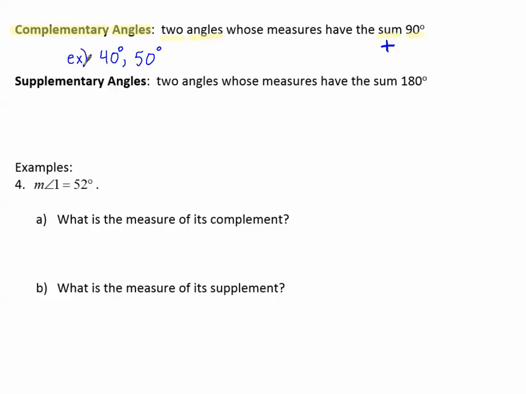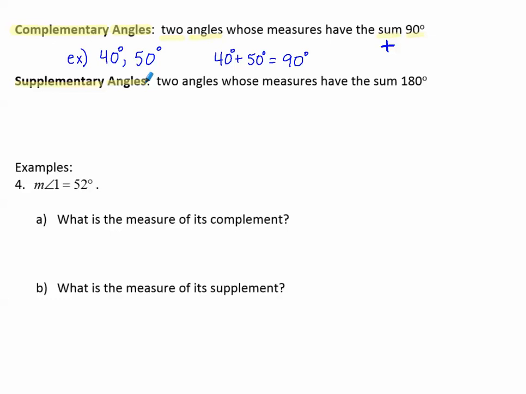This is just an example. Why 40 and 50? Because 40 plus 50 equals 90. And two angle measures that are 40 degrees and 50 degrees add up to 90 degrees.